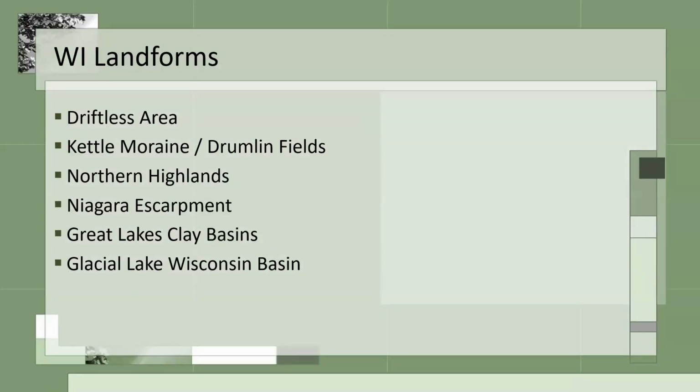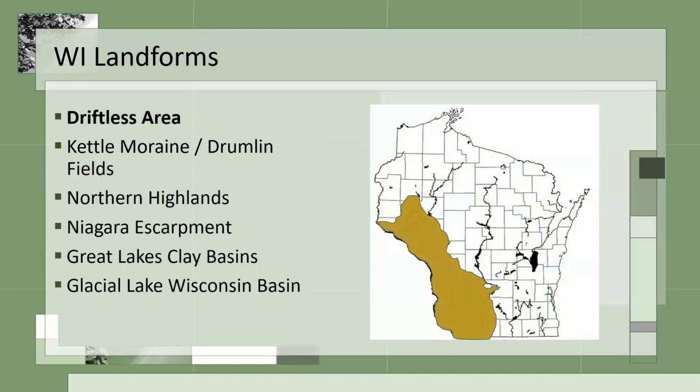We'll drill down a little bit more in depth, give you some characteristics of what some of these areas are, and then tie them in with what's happening. So again, as I mentioned, the first one that we plan on talking about is what we call the driftless area, which is in the southwest part of the state.